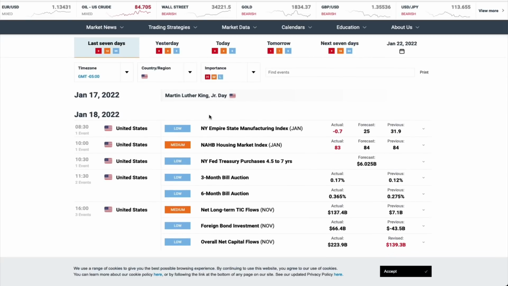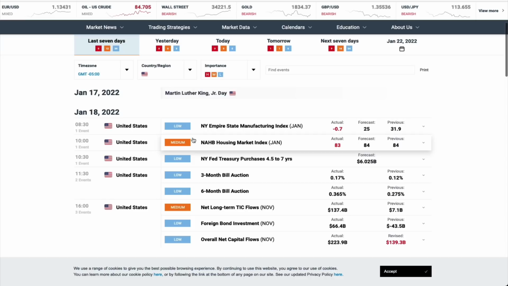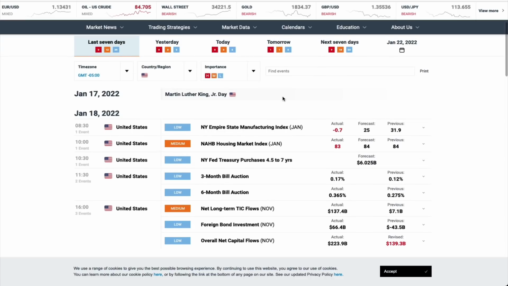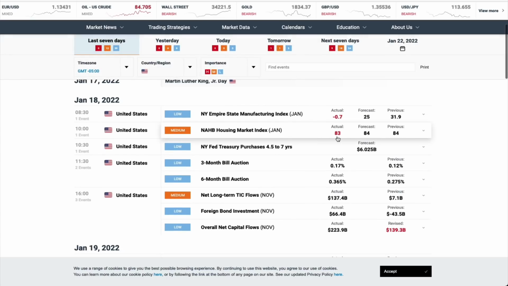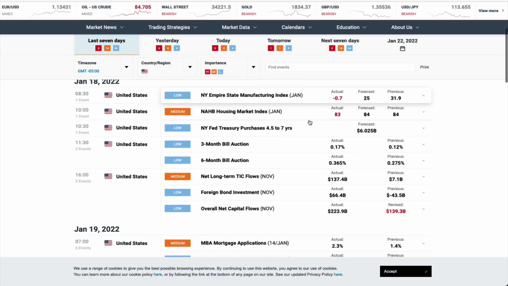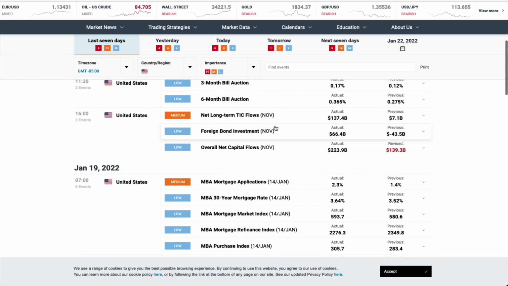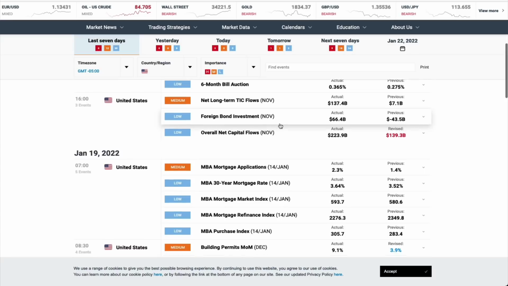It highlights events in terms of low importance, medium, and high importance. The red ones are high importance, and we'll see next week that we've got a whole bunch of economic events that we want to be aware of. Housing market index, 83 versus 84. This is a pricing index. I'm not too concerned about that. I don't really pay attention to what the Treasury is doing.